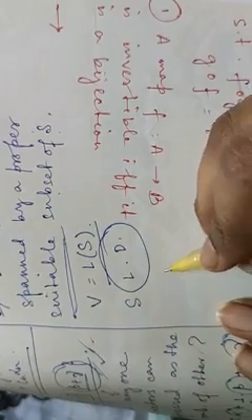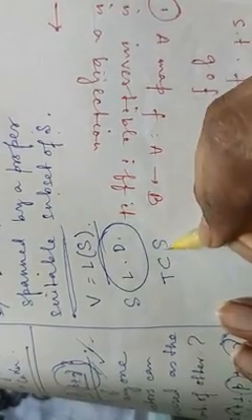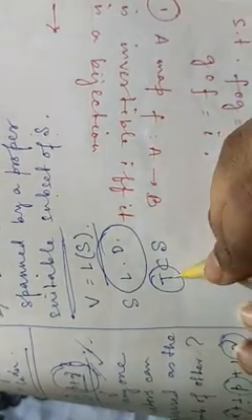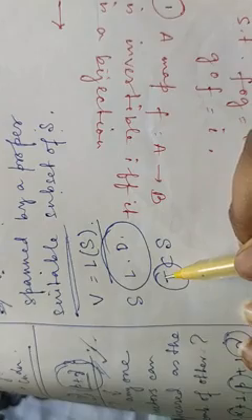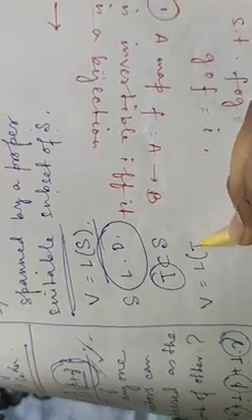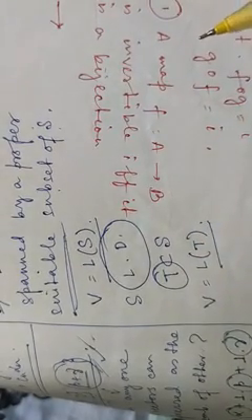Suppose we get a suitable subset of S as T, and how to find that T, I will discuss later. Then V can also be written as L of T, where L of T means the linear span of T. So this is basically what the deletion theorem states. Now the question is how to find that T.